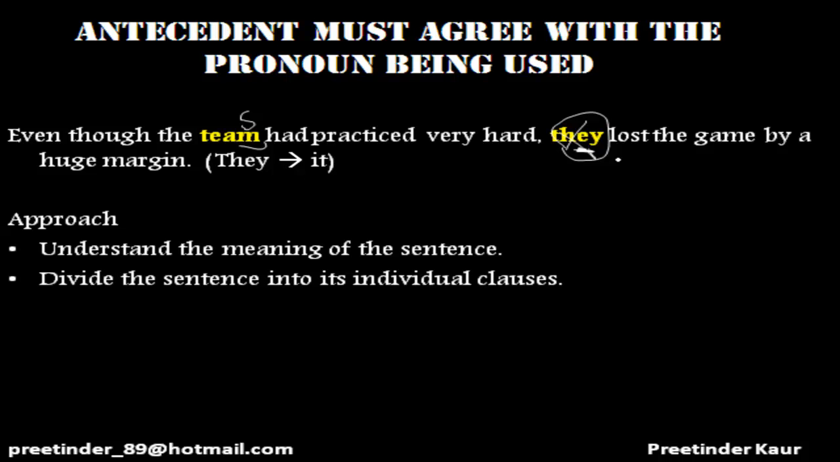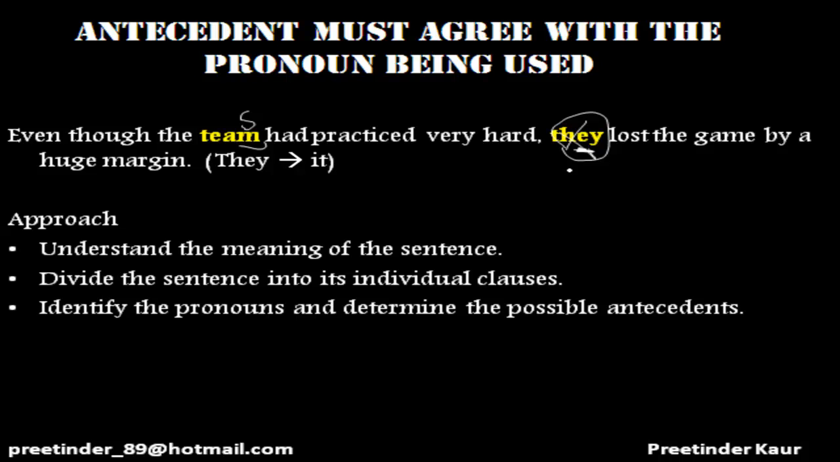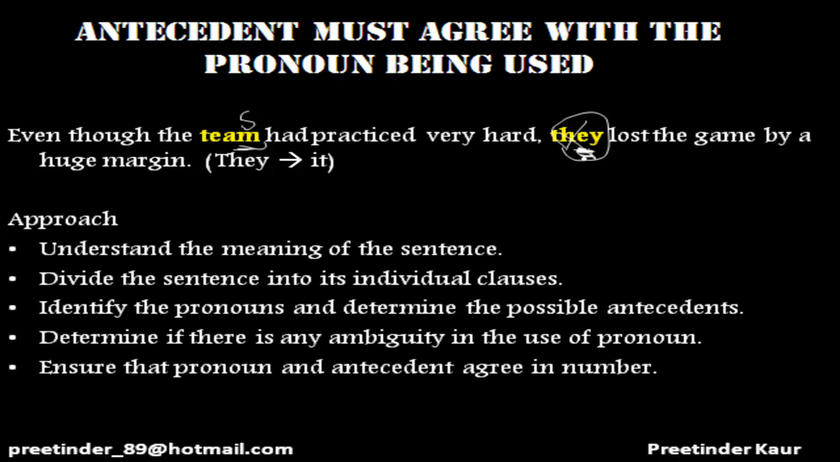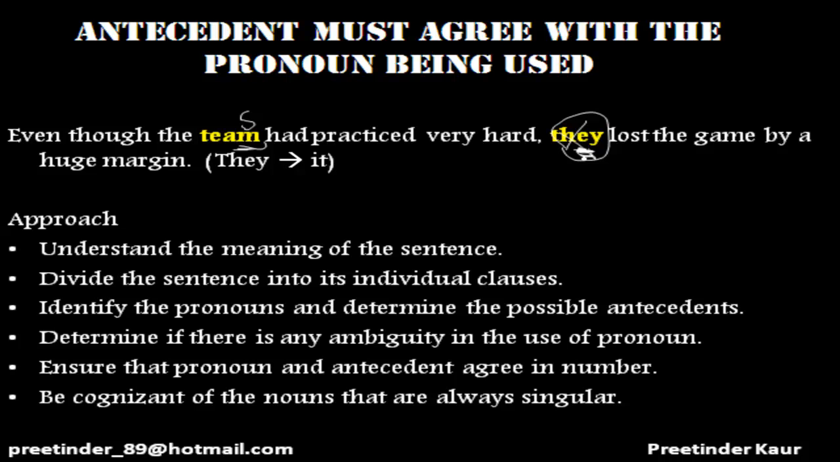Then another approach that you can follow is divide the sentence into individual clauses, like the team had practiced very hard, they lost the game by a huge margin. It should be it lost the game by a huge margin. Then identify the pronouns and determine the possible antecedents. Now you have identified that this is the pronoun, and now determine the possible antecedent, which is team. So here you can check that team is not being substituted correctly by they. It should be it in place of they. Determine if there is any ambiguity in the use of pronoun, because this is a very common error. Ensure that pronoun and antecedent agree in number. And be cognizant or be aware of the nouns that are always singular.